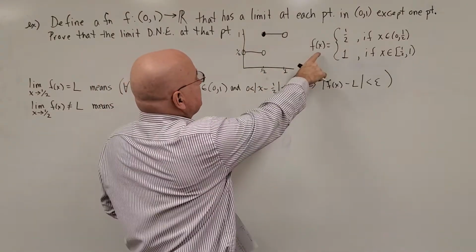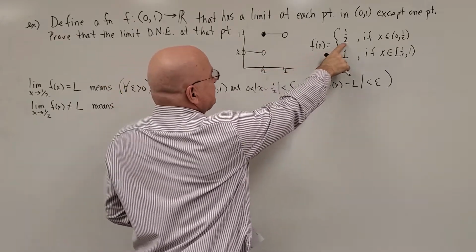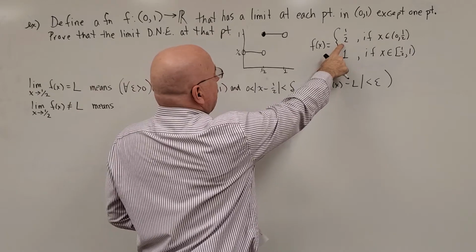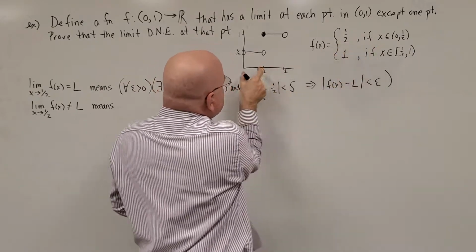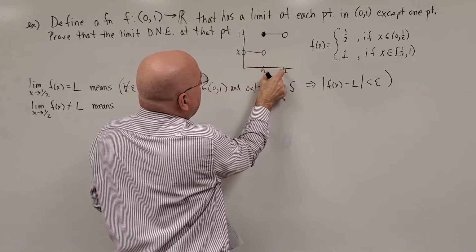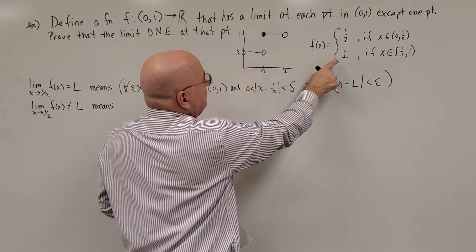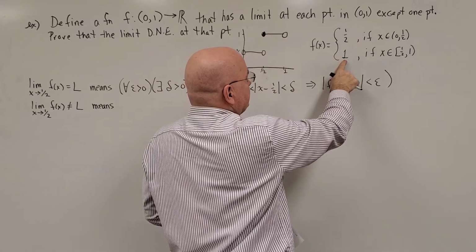So this is how we would write this function f of x. f of x is the height of 1/2, or the value of 1/2, for all x in between 0 and 1/2. And then from 1/2 to 1, including 1/2, the function value is 1.